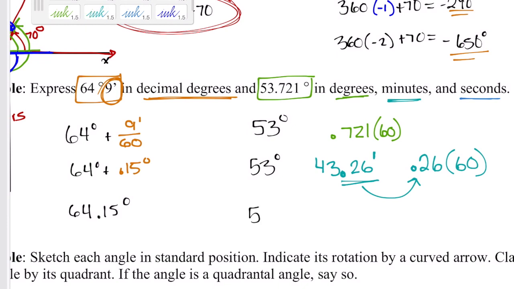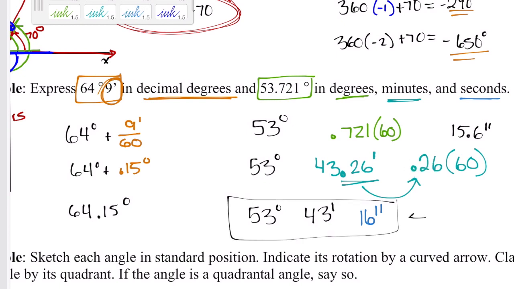So now I have 53 degrees, 43 minutes, and then the 26 times 60 is 15.6 seconds, but it doesn't want a decimal in seconds either, so what we're going to do is round to the nearest second. So this is going to be 16 seconds. And then we're done. So again, it's just like hours, minutes, and seconds, just instead of hours, we're using degrees, but they work the same way.